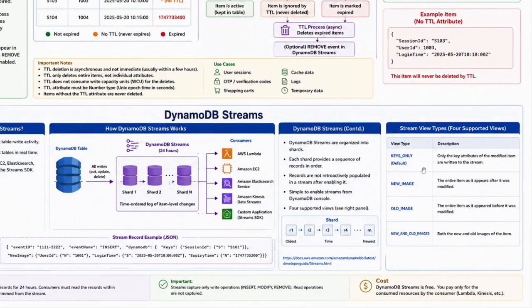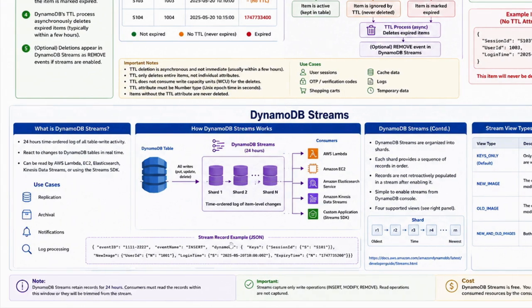And see what type of data you want to pass to the stream, right? That depends on you. If I want to pass only keys, then I choose this option, which is the default option, keys only: only the key attributes of the modified item. Say I want the whole modified item to be sent, then new image. If I want the before image to be sent, before the update, then old image. And if I want to send both new and old, then I will choose this option. And you can look at the example here.